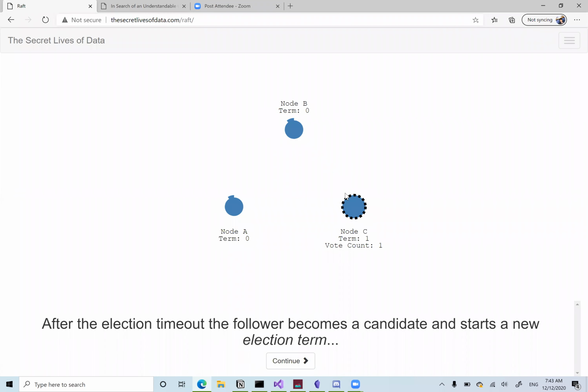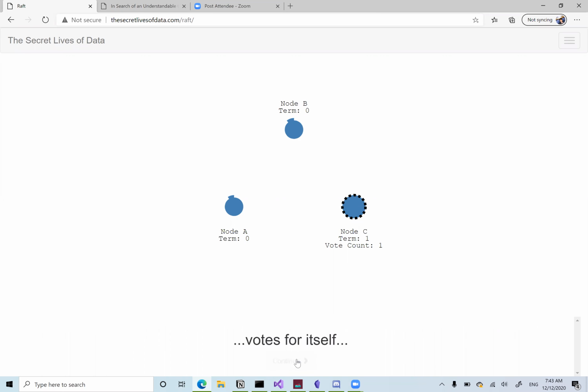Now when the election timeout happened on this node, it will increment the term. So now the term has become 1, right? And so this node first will vote for itself, and then it will request votes from other nodes.